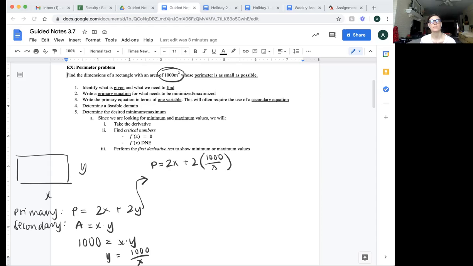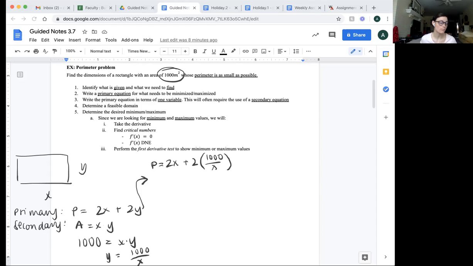This is kind of like a step that you can do in your head because once you get your answers, sometimes it's like when we have an answer that's like negative time. We think, oh, that doesn't quite make sense. So in terms of thinking of a feasible domain, that's like, oh, would a negative length make sense? Not really. And then number 5 is determine our desired minimum and maximum.